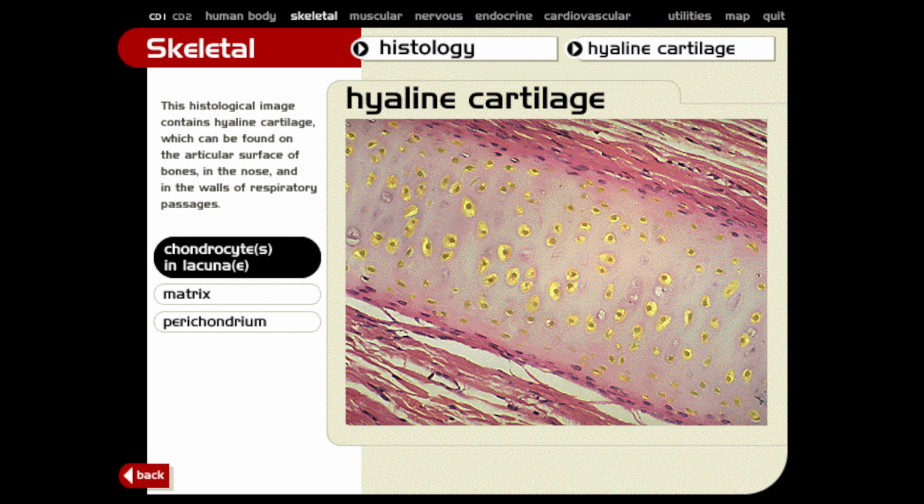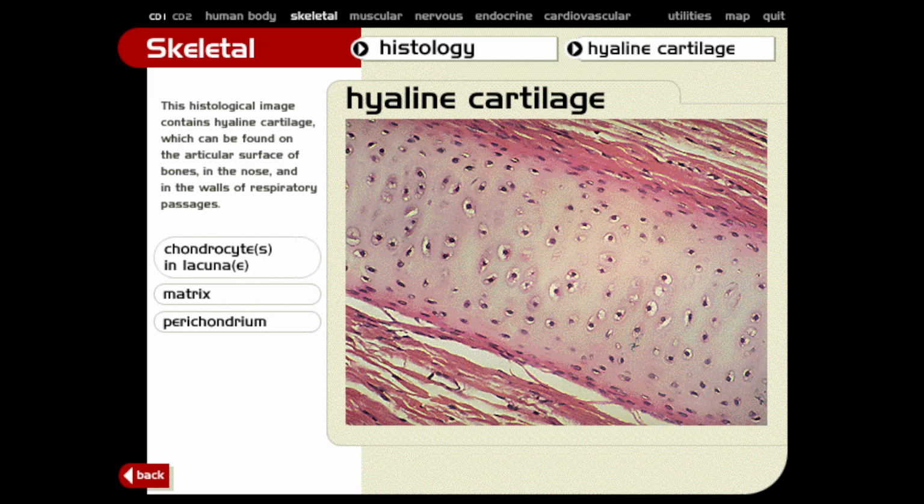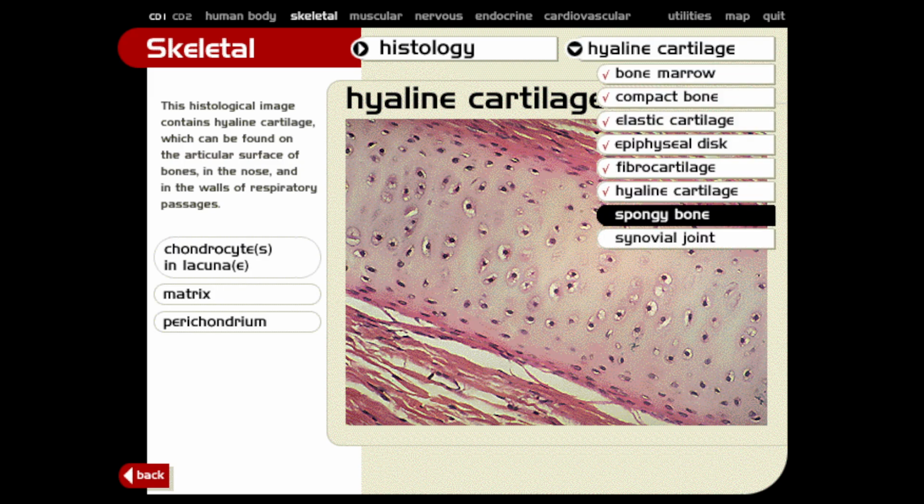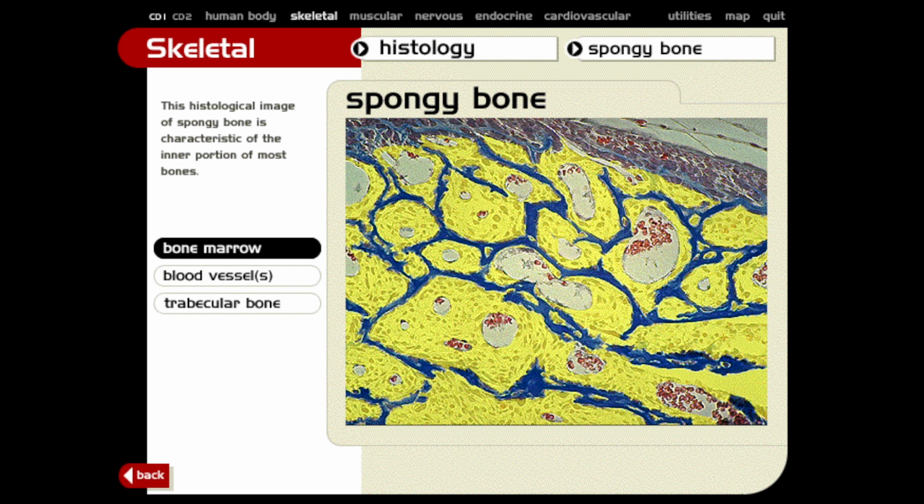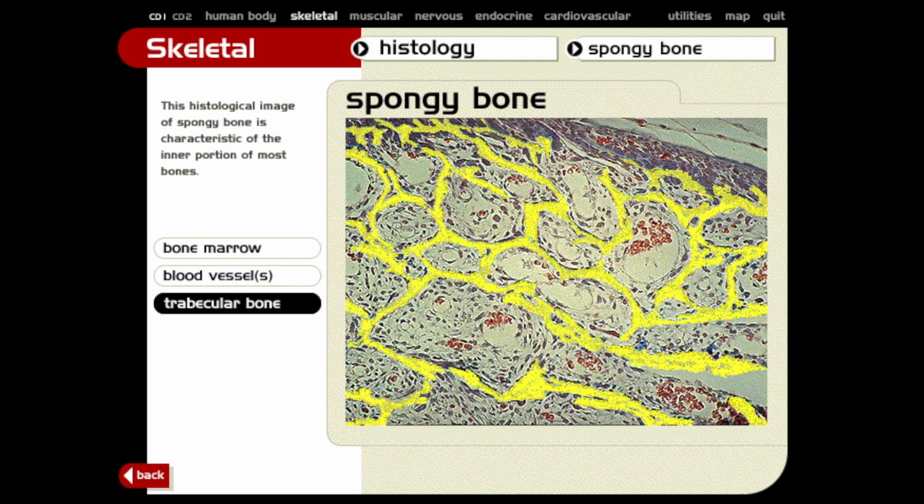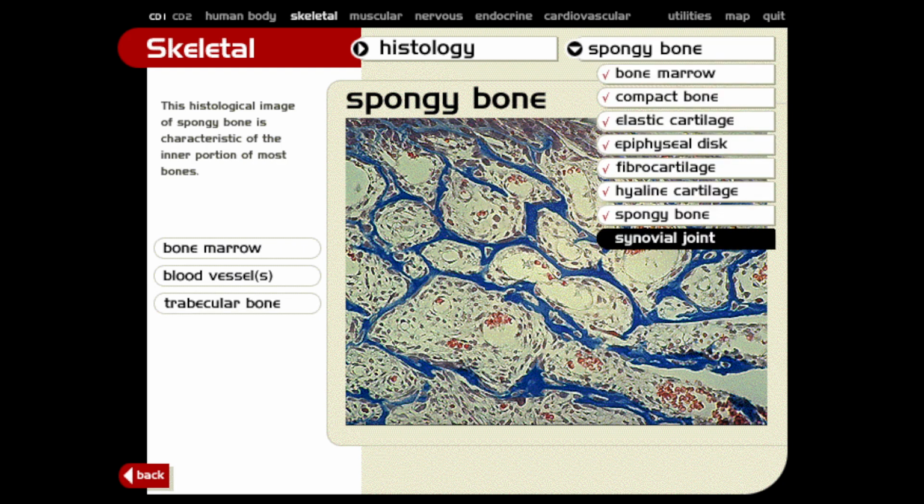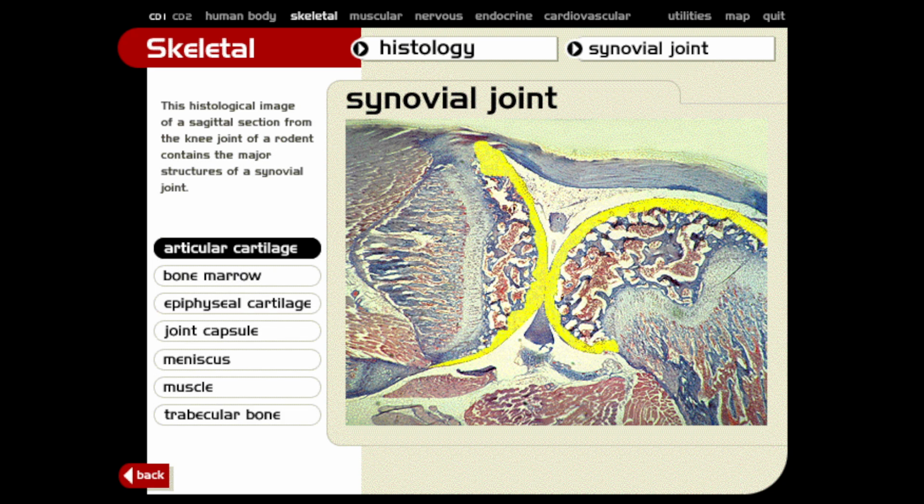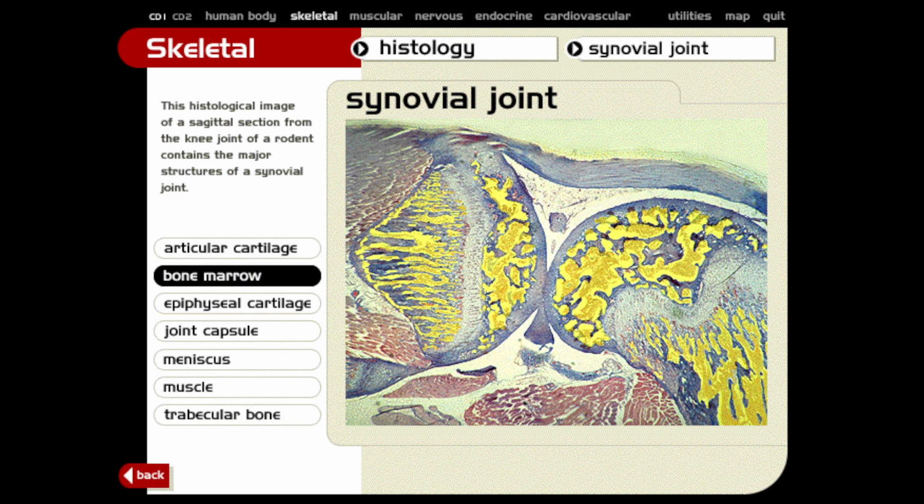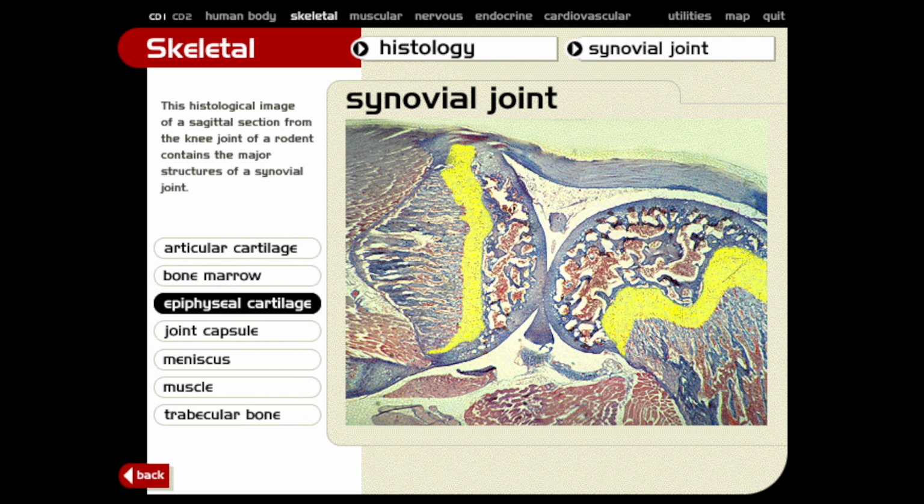This histological image contains hyaline cartilage, which can be found on the articular surface of bones, in the nose, and in the walls of respiratory passages. This histological image of spongy bone is characteristic of the inner portion of most bones. This histological image of a sagittal section from the knee joint of a rodent contains the major structures of a synovial joint.